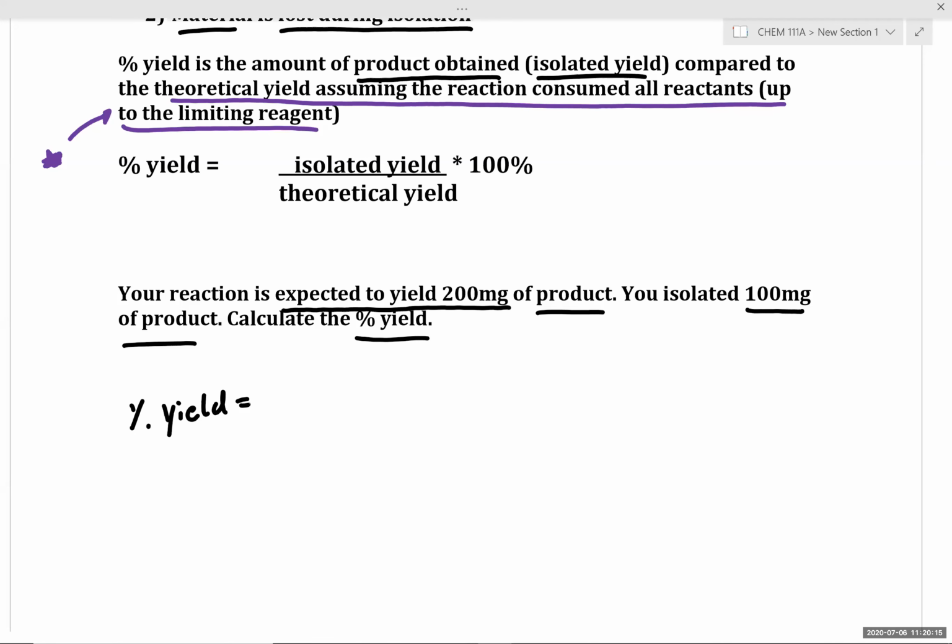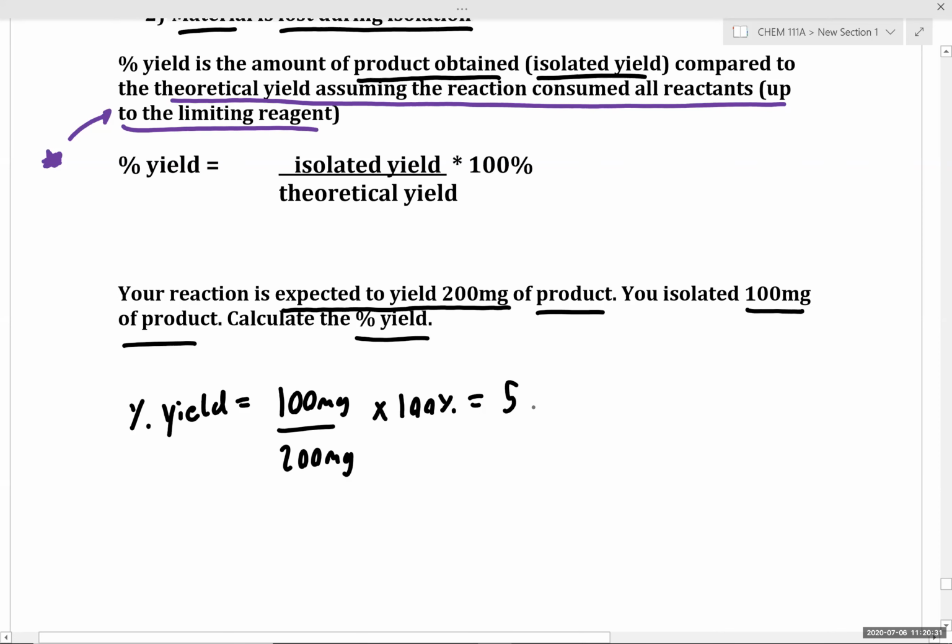50%, exactly. So the percent yield is our 100 milligrams, this is our isolated yield, and then our theoretical yield is 200 milligrams, times 100%, and that gives us 50%. Okay, not bad, not good. It is what it is.